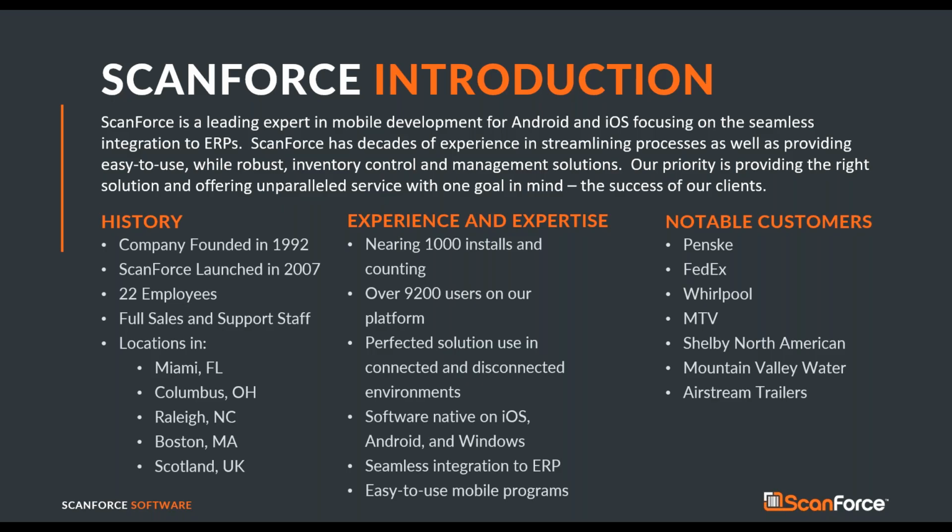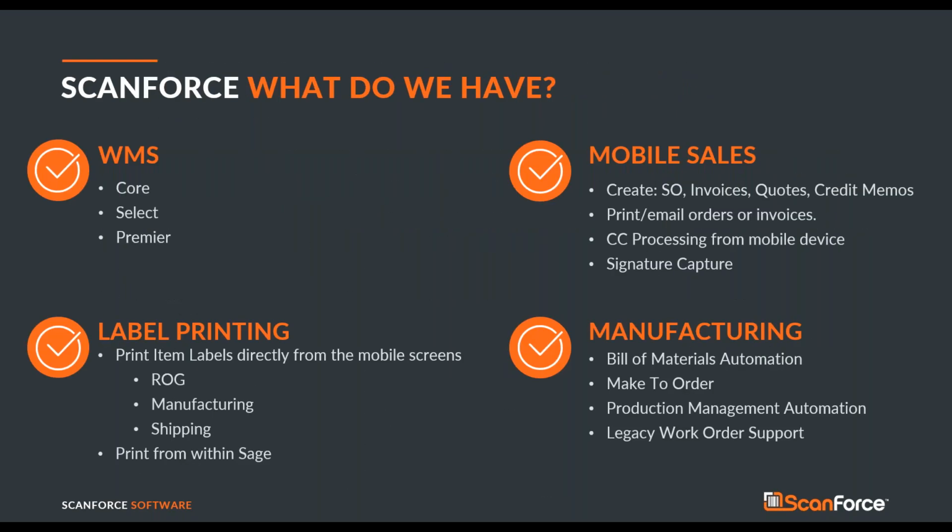So it's a sort of skinny down version of what would be available to you in the 100 world that they provide for other ERPs, but actually Sage sells it, still us behind the scenes, but just to let you know kind of how we're viewed in the larger Sage world. So what we do is WMS, that's this up here, it stands for Warehouse Management System. We have 3 different versions, Core, Select, and Premier.